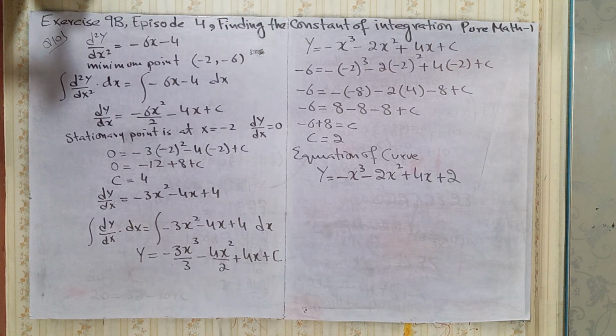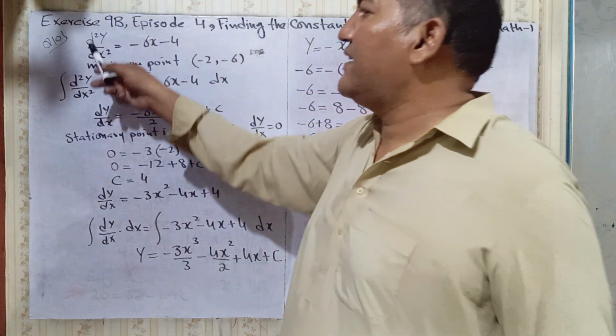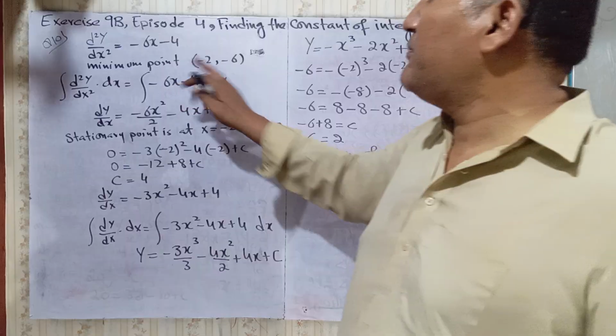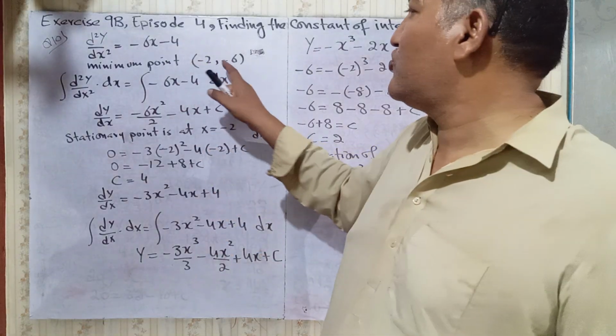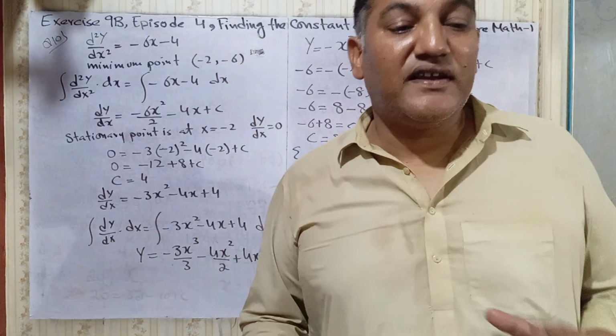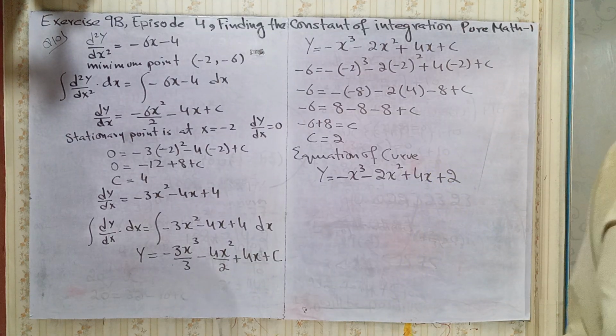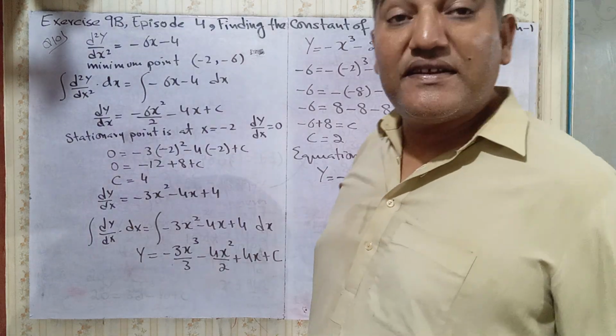So very simple, straightforward question which is showing up on your screen. Let me show you how I have done this. This is the second derivative, and it's given as minus 6x minus 4, and the minimum point on the curve is at (minus 2, minus 6). A minimum point is a stationary point, and so that means at the stationary point the derivative is equal to 0. Remember this thing, a minimum point is a stationary point.